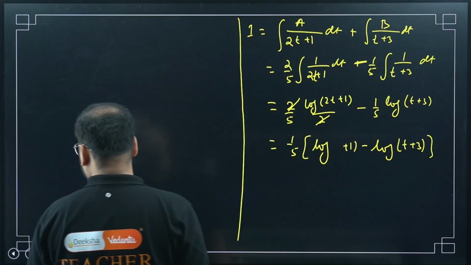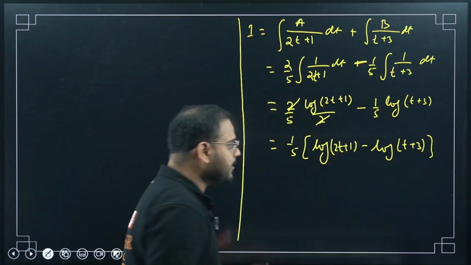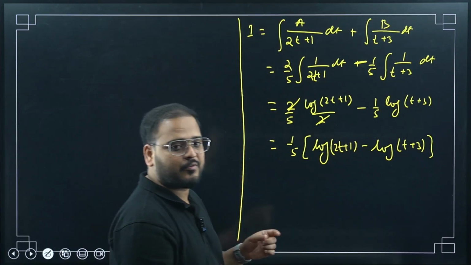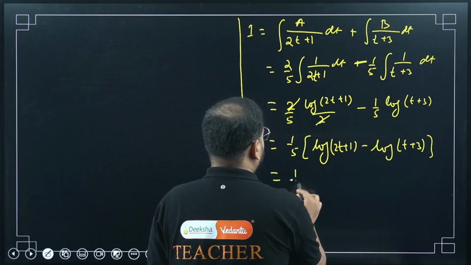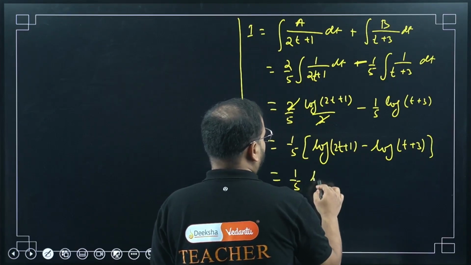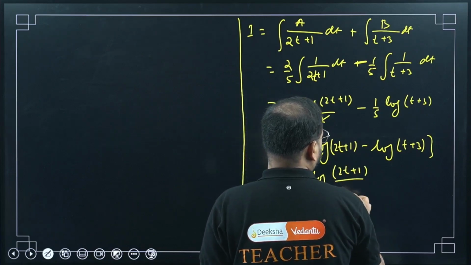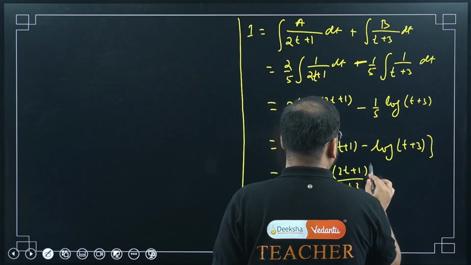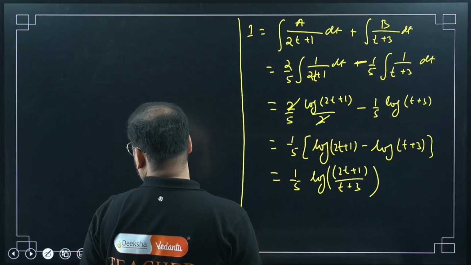Okay, let me rewrite this part. Let's not have any confusion. 2t plus 1 and minus log of t plus 3. Now if you check here, log a minus log b is what? The quotient rule for log. So 1 by 5 log of a by b, so 2t plus 1 upon t plus 3. Okay, 1 by 5. Now this is the answer that I have.